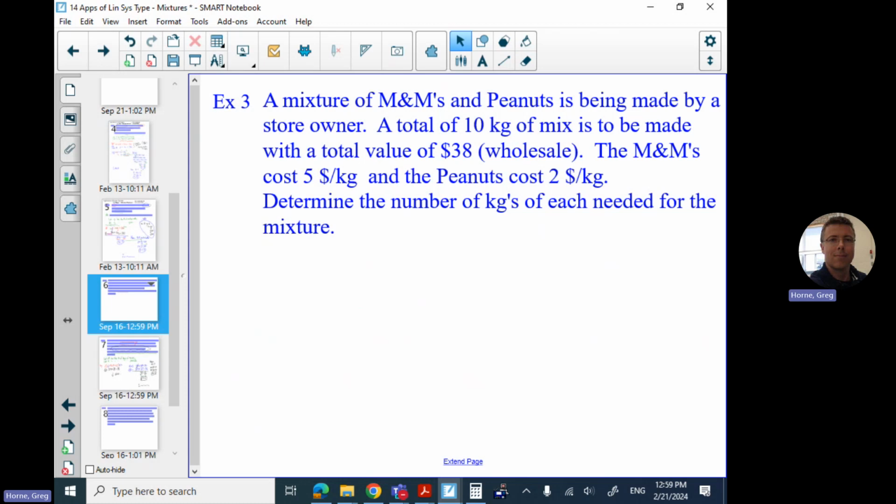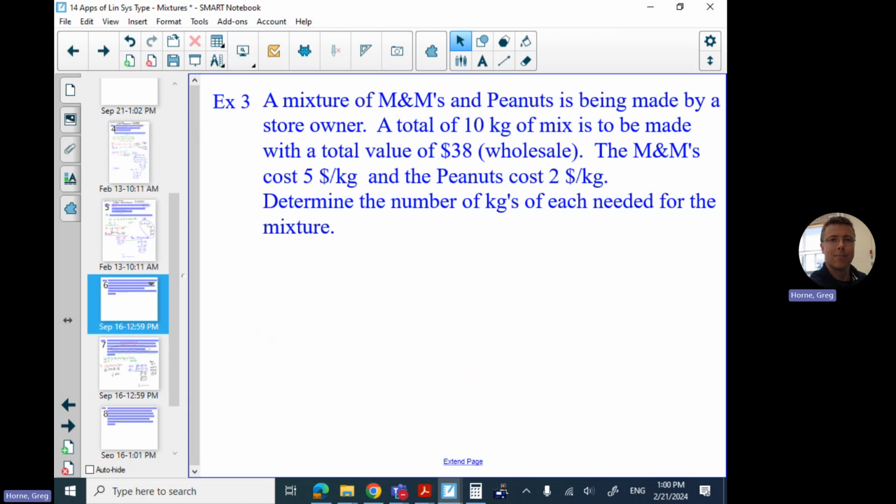We've got a mixture of M&Ms and peanuts being mixed together by a store owner. A total of 10 kilograms of mix is to be made with a total value of $38, the owner's cost. The M&Ms cost $5 per kilogram, and the peanuts cost $2 per kilogram. Determine the number of kilograms of each needed for the mixture. If you want it to cost $38 wholesale, you're marking it up as a business person, of course, to make some money. That's what businesses are for. All right, give that a try, press pause, and then come back.